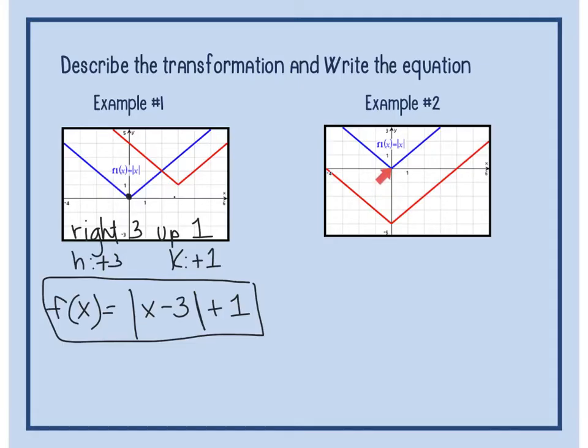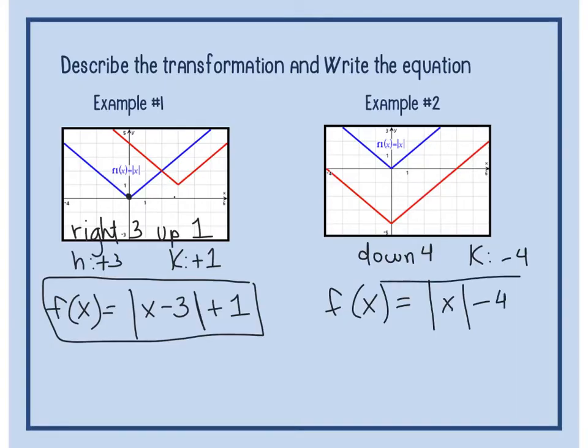This graph, here's my vertex. My vertex just went down 1, 2, 3, 4. It did not have any horizontal translation. So there is no h value. It did not move left and right at all. So this one only has a k value of -4. Which means that the h is 0. I don't need to write it. The x is all by itself in the absolute value. So you do have to have the absolute value. Okay.